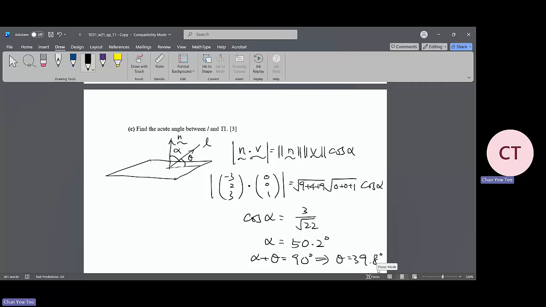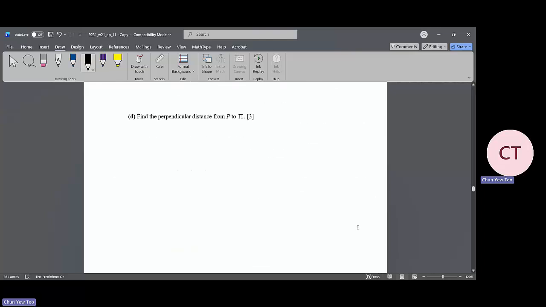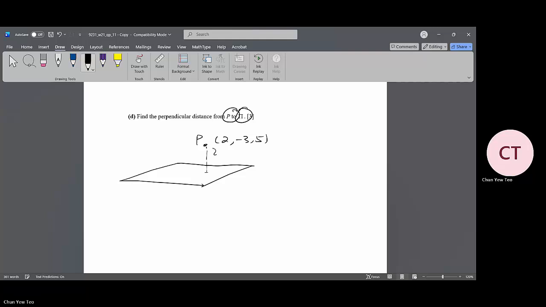Now we move on to question D. We want to find the perpendicular distance of a point P to the plane pi. This one is quite easy. We have a point P, P is (2, -3, 5). We want to find the perpendicular distance, and we have a formula for that. The plane pi is given as -3x plus 2y plus 3z equals 21.